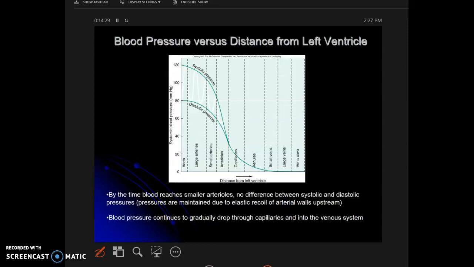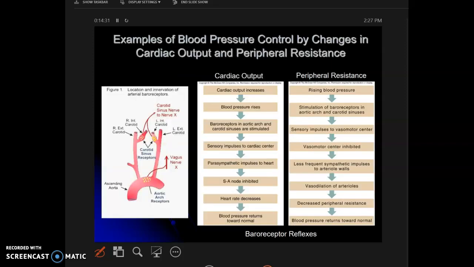All right, so with this being said, I am going to stop here. These are the baroreceptor reflexes, and we can talk about it more in the next slide as I'm running out of time. And I thank you for your patience.